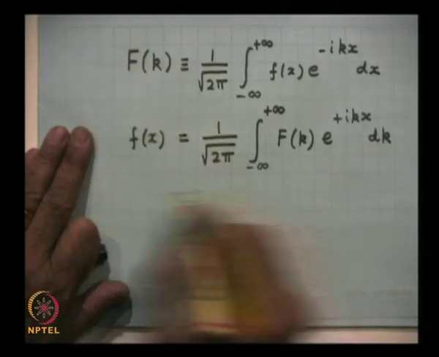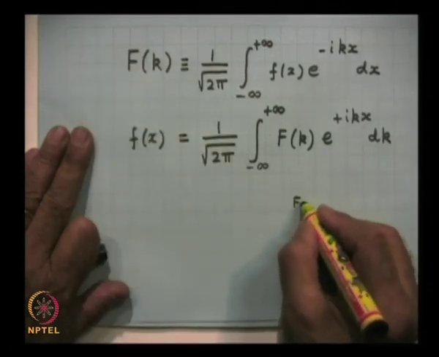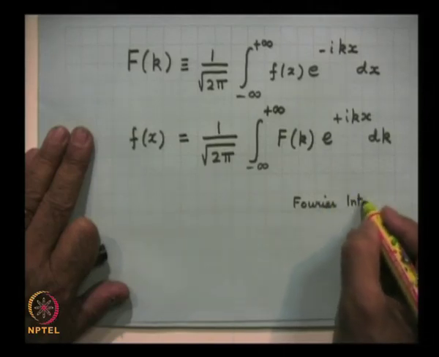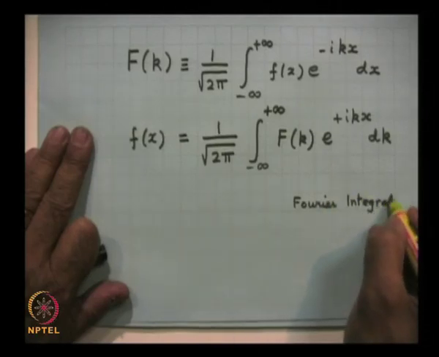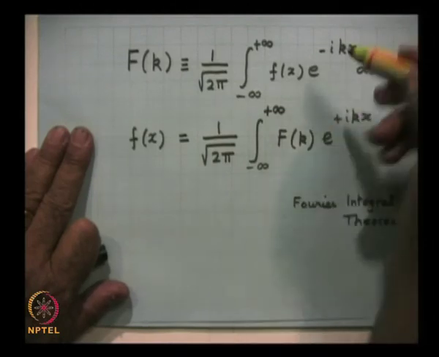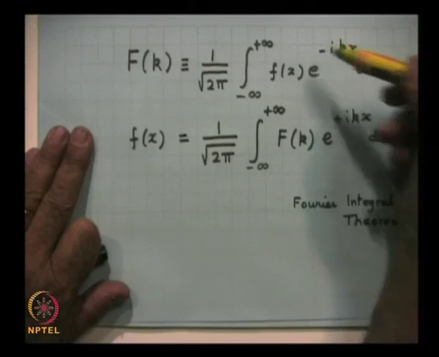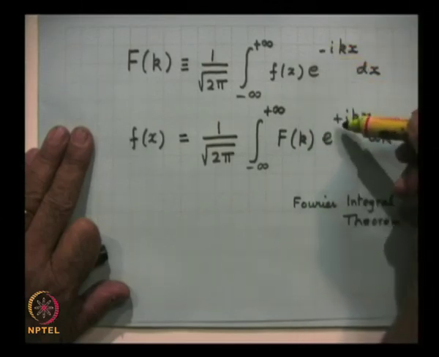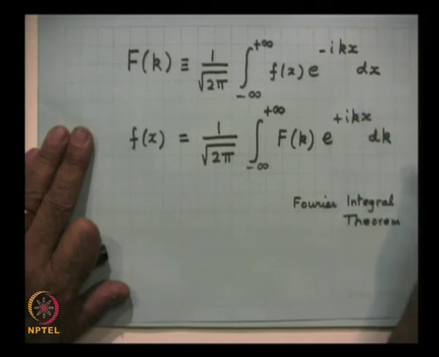These two equations constitute what is known as the Fourier integral theorem, and it is a very important concept in mathematical physics. If I have a plus sign here, then it will be a minus sign here. If I have a minus sign here, I will have a plus sign here. Both are extensively used. So, this is one of the very important relationships that I have derived.